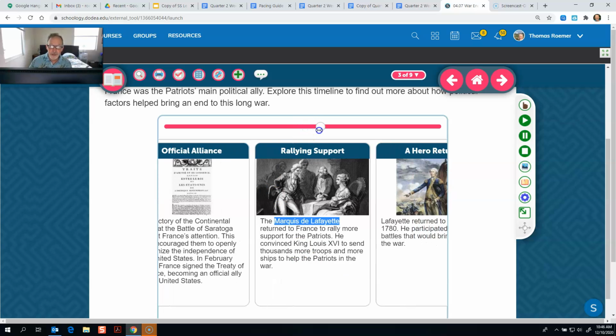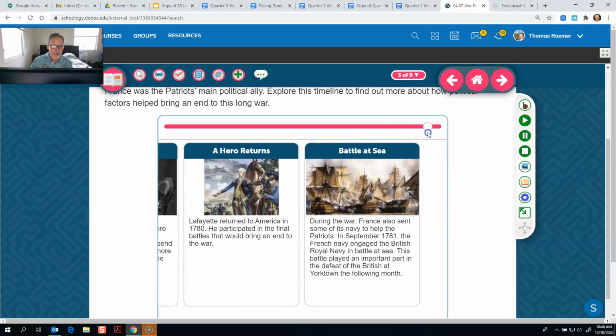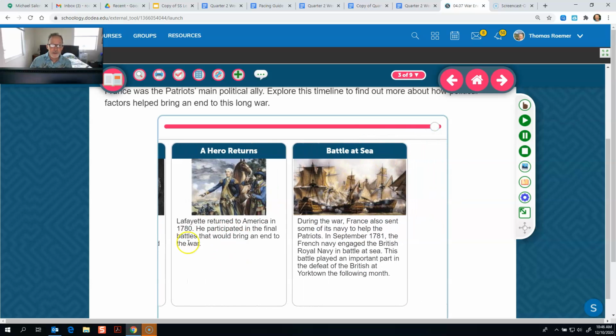So pretty interesting. Now Lafayette, that young officer, returns, and he actually participated in some of the final battles. So a young officer joins, gets support from our allies, the French. Then he returns a hero. And now, right here, the French also send some Navy ships to help the Patriots.